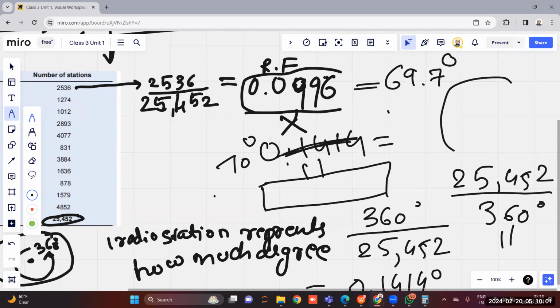So what will be the first task? Draw a circle.